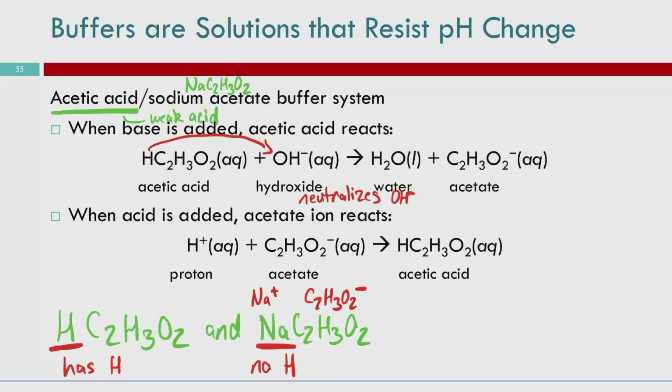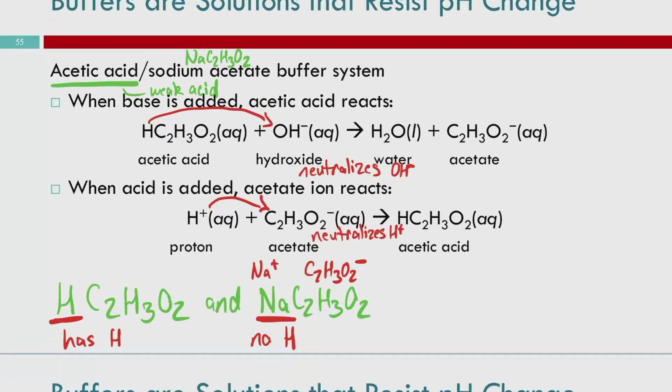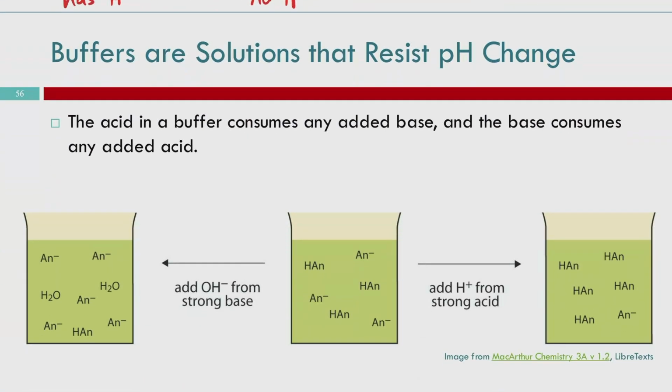So that neutralizes the hydroxide. At the same time, in this solution, we've got our acetate, that's from the NaC2H3O2, right, the C2H3O2 minus. So if we've got extra protons, like we add some acid into our solution, it can pick that up and neutralize it in the process, and it just reforms the acetic acid. So if we add acid, if we add base, both of those can be neutralized. And that's what happens in a buffer solution.